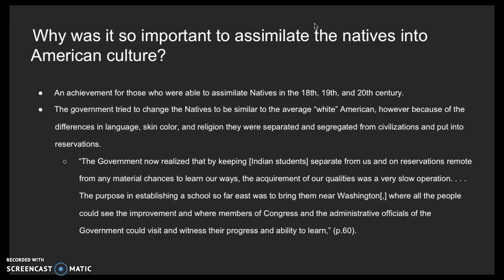The purpose in establishing a school so far east was to bring them near Washington, where all the people could see the improvement and where members of Congress and administrative officials of government could visit, witnesses of their progress and ability to learn. So basically, this was the government trying to keep an eye on how well the native children were able to assimilate to American culture.